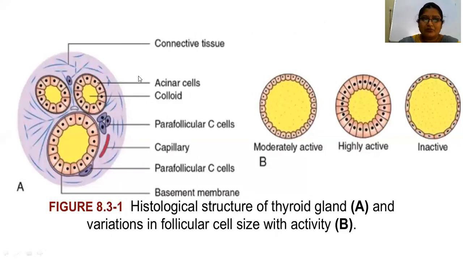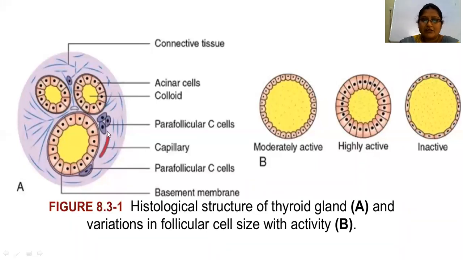Then coming to the histological structure of the thyroid gland. Thyroid lobes are divided into lobules by fibrous tissue, and each lobule consists of follicles. The follicle is the basic functional unit of the thyroid gland. This one is colloid, then the follicular cells, and this one is the basement membrane. The parafollicular cells are present adjacent to the basement membrane and vascular supply, and they do not share the luminal space with follicular cells.